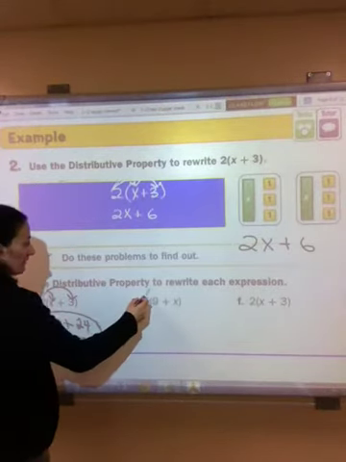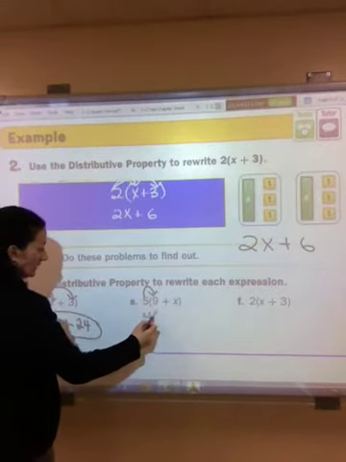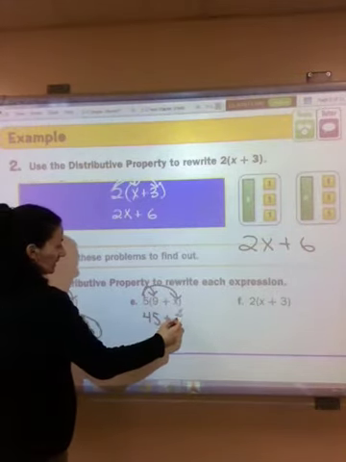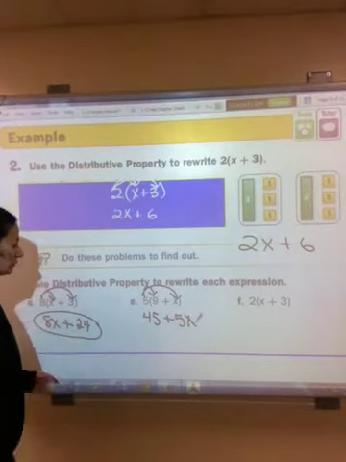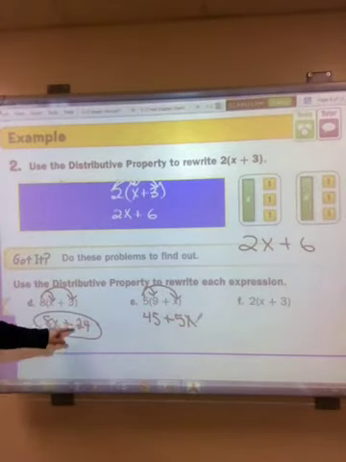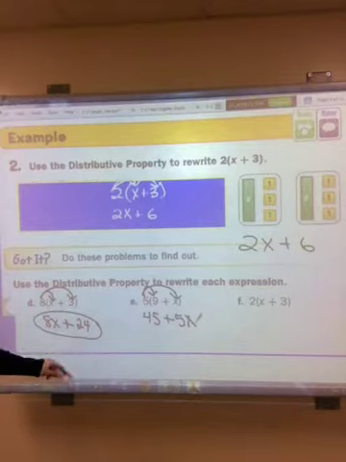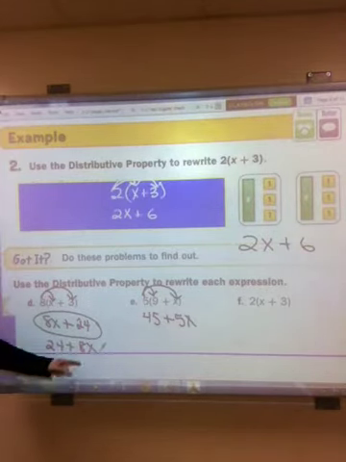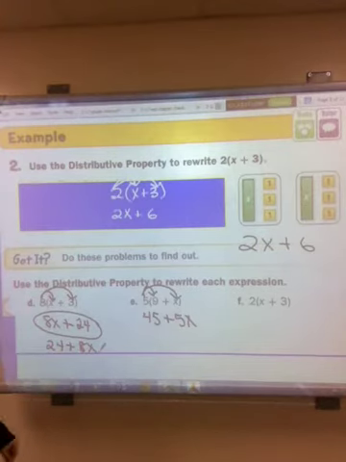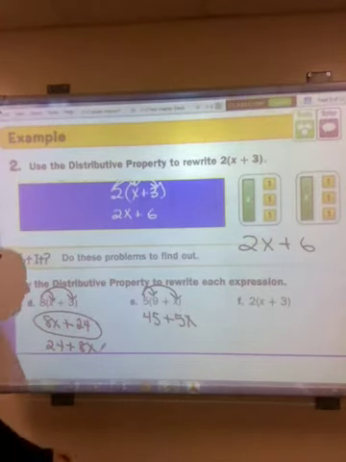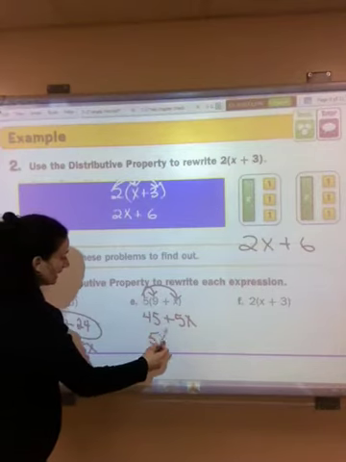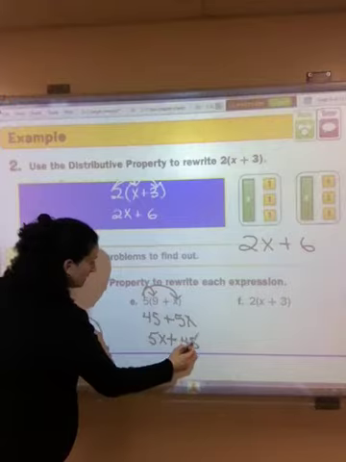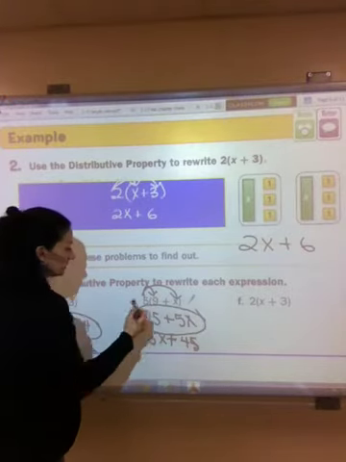Let's check this one. 5 times 9 is 45 plus 5 times x is 5x. Now the order in which you write these doesn't matter. If you wrote 24 plus 8x, that is the same thing. Remember the commutative property? You can move numbers around when adding, and it means the same thing. If you wrote 5x plus 45, that is the same thing. So either one of those answers is correct.